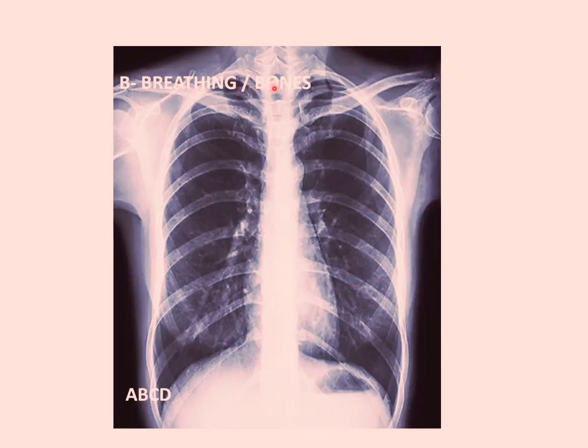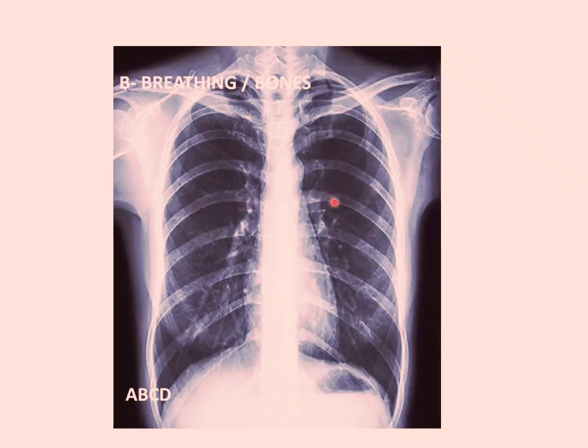B for breathing, B for bones. The breathing organ is the lung. So the organ you are able to see is the lung. The two lungs you can clearly see as a dark shadow because they contain air, which appears dark. We have seen why it appears dark.